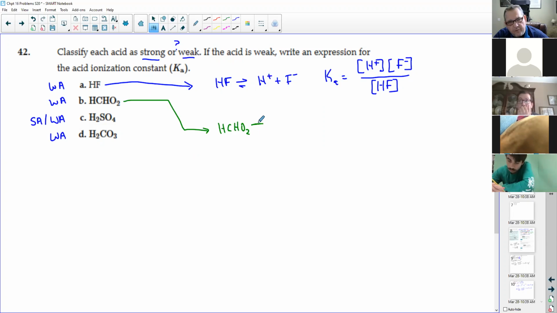So the protonated form goes on the left. It loses the proton off to form the conjugate base. And we would call this one the formate ion. And again, products over reactants.